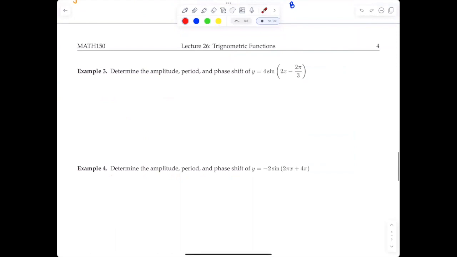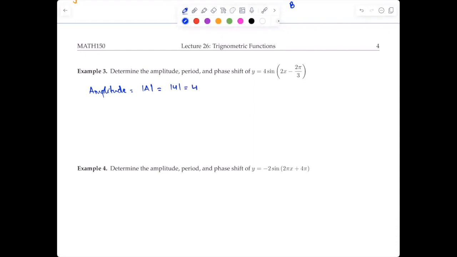In example 3, I want to calculate the amplitude, the period, and the phase shift of the function y equals 4 times sine of 2x minus 2 pi over 3. First, let's calculate the amplitude. The amplitude is equal to the absolute value of a. In this case, the absolute value of 4, or just 4.